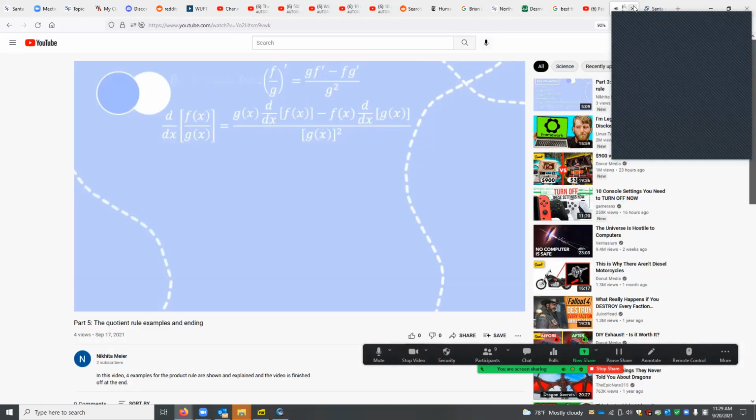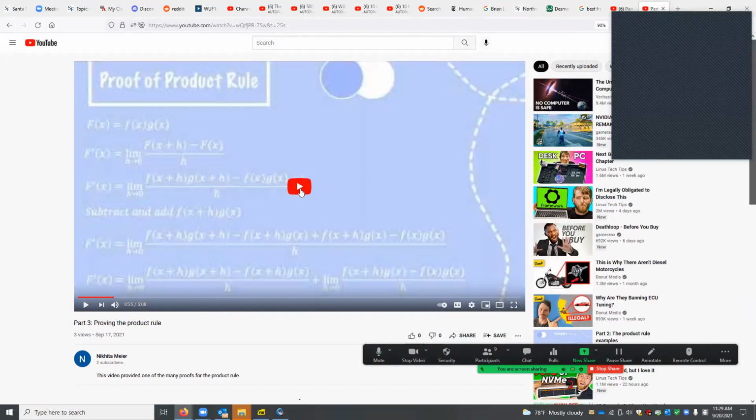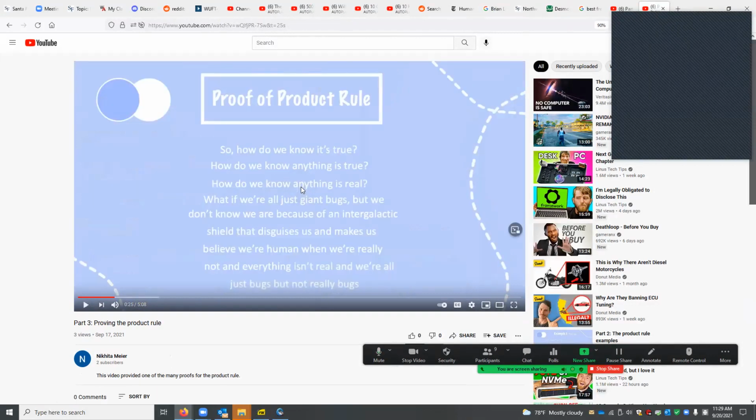Okay, example 1. All right, so we have here a proof of the product rule. This proof is not bad. It really isn't. But if you need me to pause at any point, just let me know.